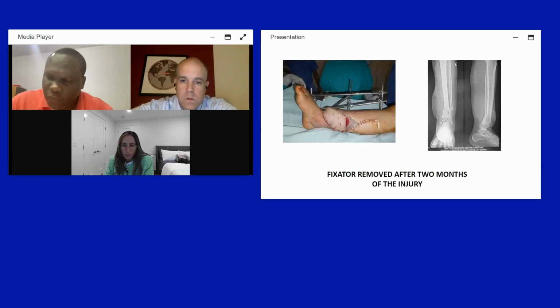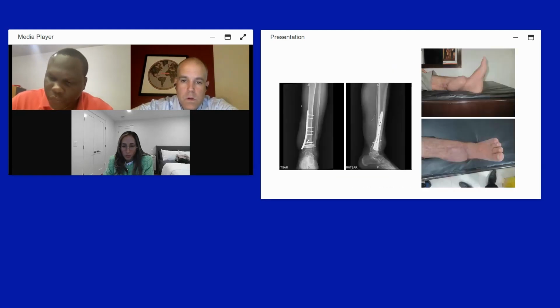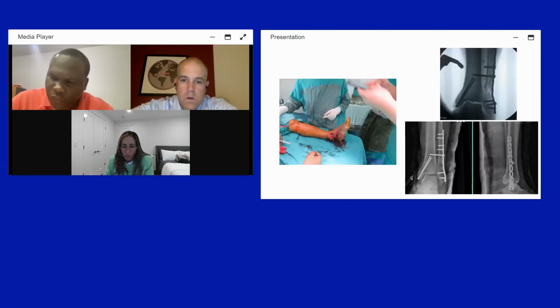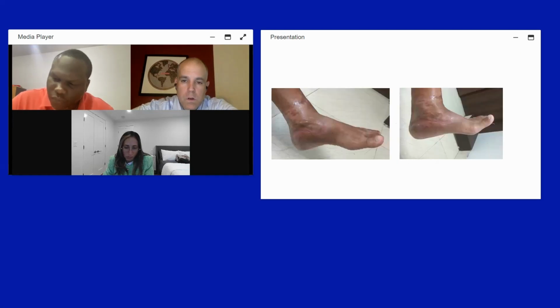So what we did in this case was again the internal fixation, working through the wounds. We made a separate incision for the fibula, and we closed one incision while the other incision was skin grafted. This is the range of movements we could get in this patient. He went on to healing.